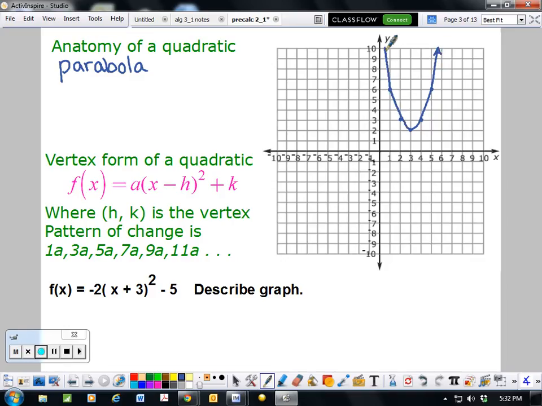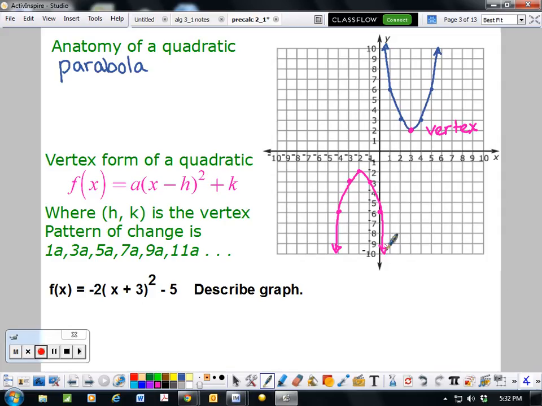Now on our parabola, we have certain things that occur. Our first thing that I want to talk about is the vertex. The vertex is the very bottom or top of our parabola. Depending on if it opens up, it's the bottom of our parabola. If it opens down like this one, the vertex would be the very top of our parabola.